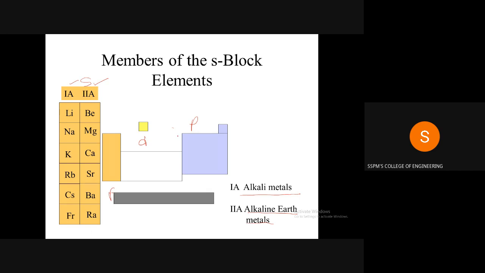I have already discussed in groups 13 and 18 that atomic size increases down the group. Similarly, in groups 1 and 2, when we go down the group, atomic size and atomic radii will increase. The same trend is followed in these groups.